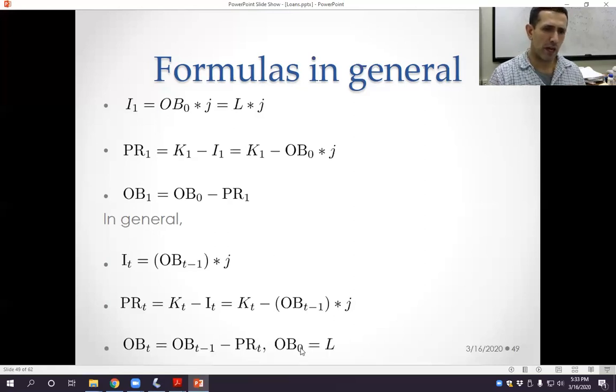Okay, and I should mention, when t equals 0, this formula doesn't make a whole lot of sense, because what's OB_-1, the outstanding balance at t equals minus 1? We don't do that in this course. It doesn't make much sense. So by definition, OB_0 is just the loan amount.